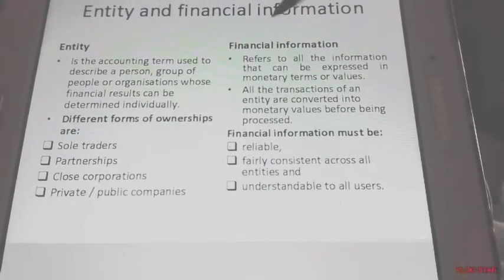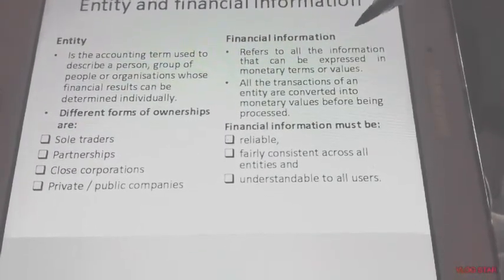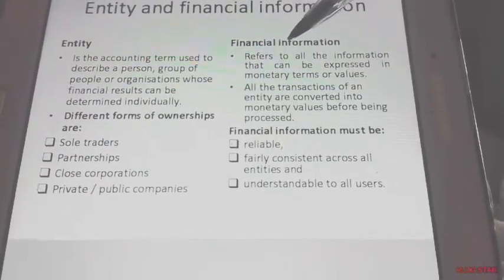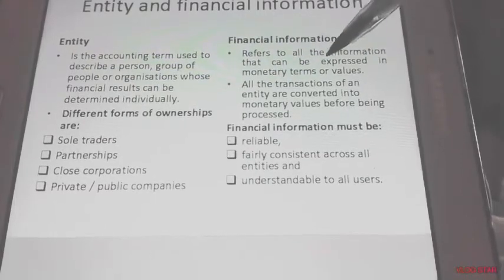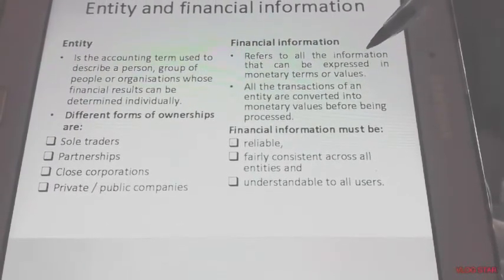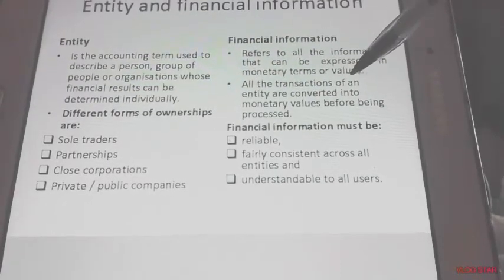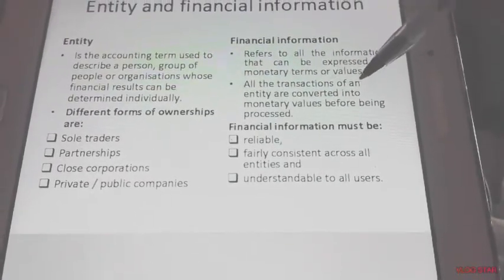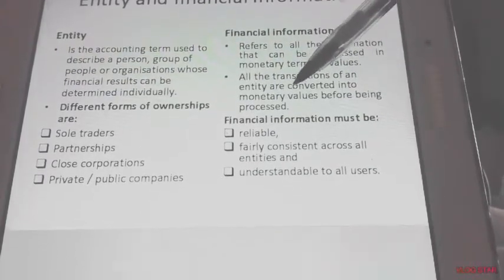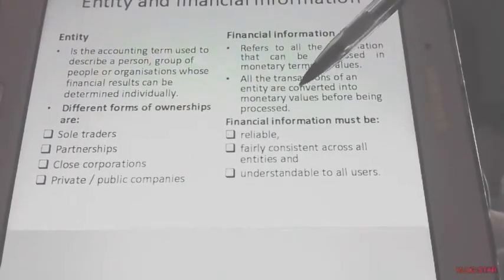And right here we have the definition of financial information. So here they said financial information refers to all the information that can be expressed in monetary terms or value. So these are the kind of information that can be expressed in terms of money. And so here they said all the transactions of an entity are converted into monetary values before being processed.